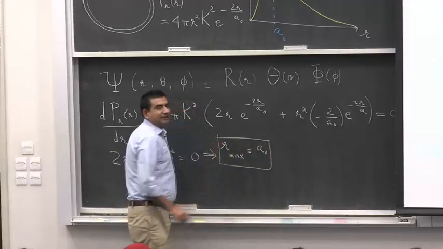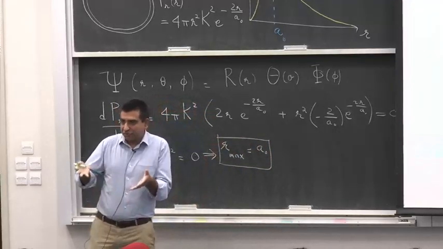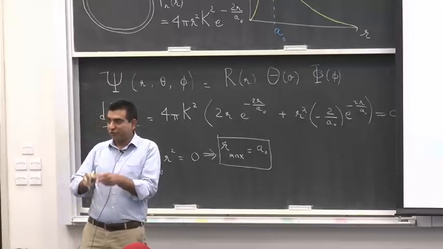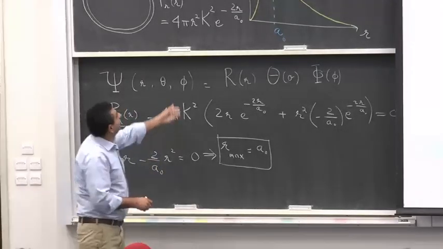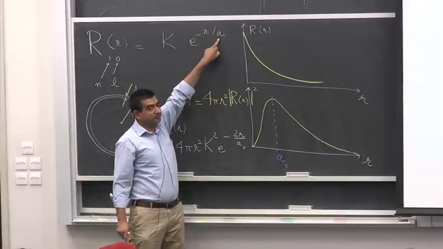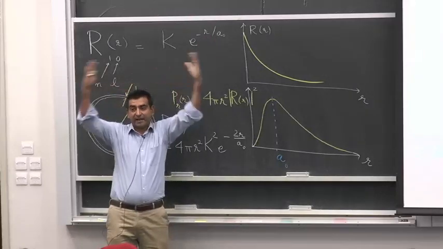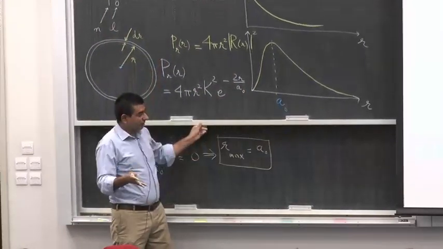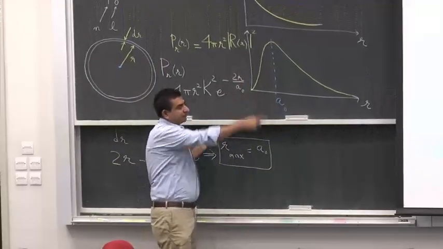a naught. So a naught is actually a value of length. It has dimensions of length. This is length, so this must also be length, since the exponent is a dimensionless number. A naught is also some length. At this a naught, the probability density is maximized.